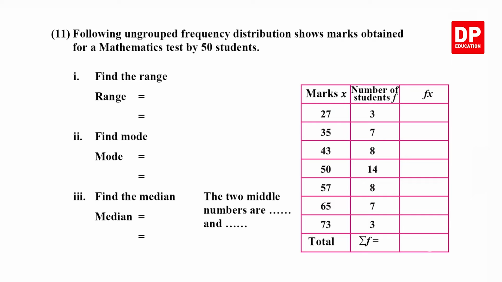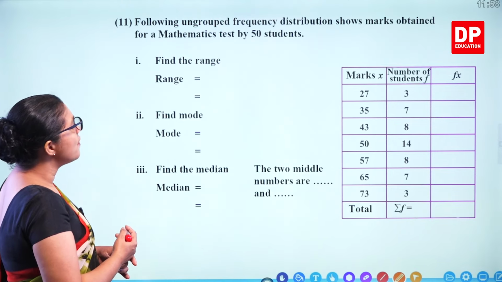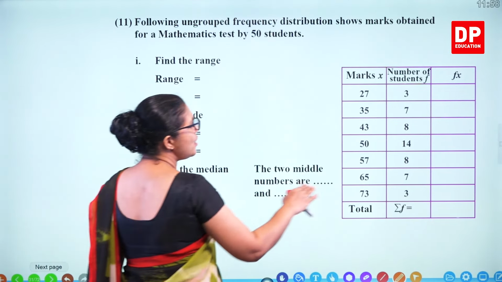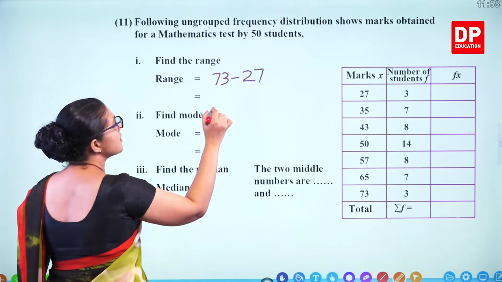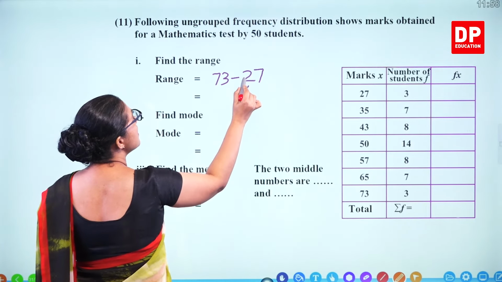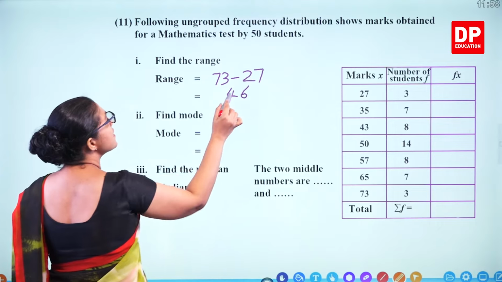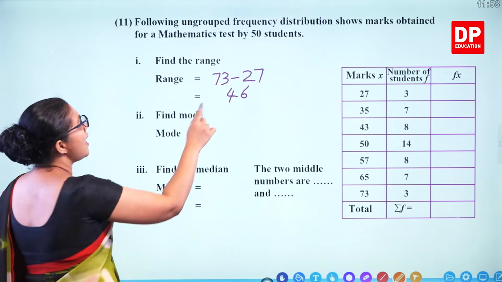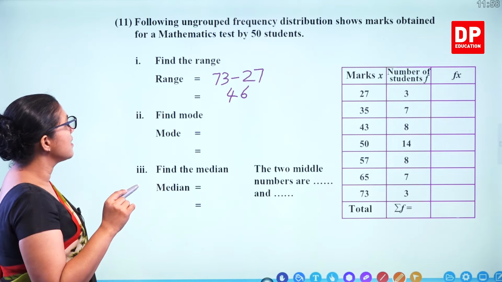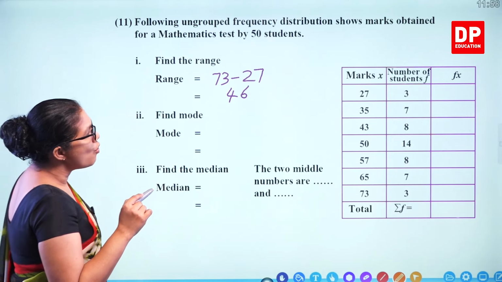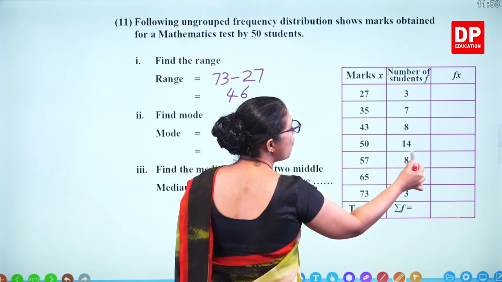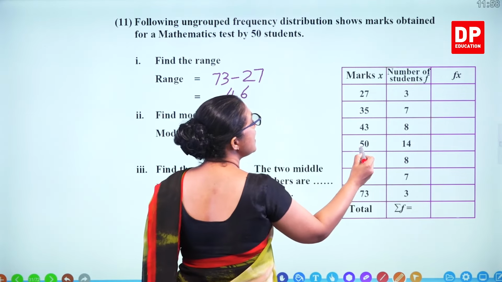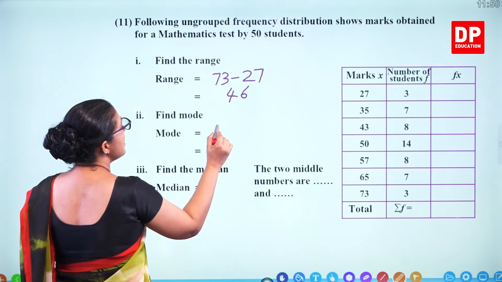The following ungrouped frequency distribution shows marks obtained for a mathematics test by 50 students. Find the range. How do you find the range? Highest is 73. Lowest is 27. Subtract. You get 46. Check it again. So 46 is the correct answer. Find the mode. How do you find it? You look at the frequency column and see where you get the highest number, 14. The one which has the highest frequency is 50. So the mode is 50.